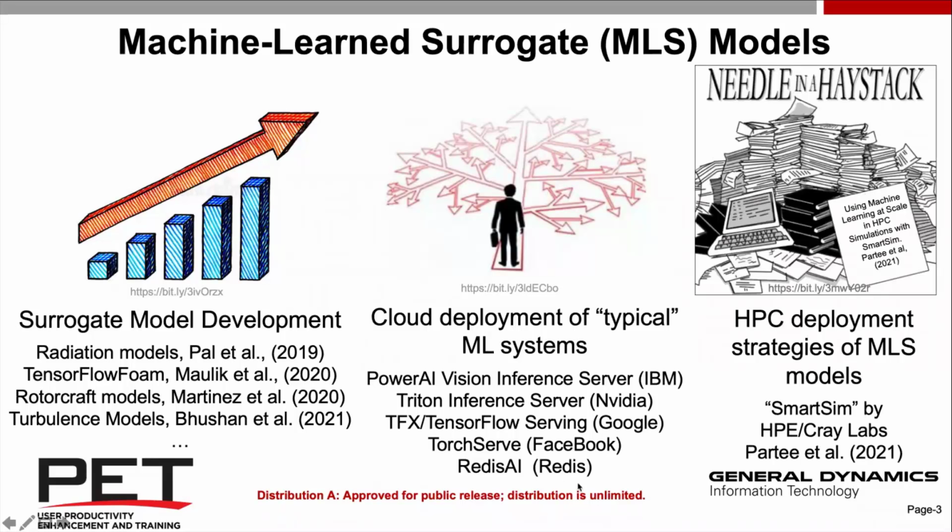However, there's a lack of literature related to optimally deploying such models on high-performance computers, with one notable exception. That is the paper by Partee et al., called Using Machine Learning at Scale in HPC Simulations with SmartSim. This is a product that's being developed by HP Cray Labs.